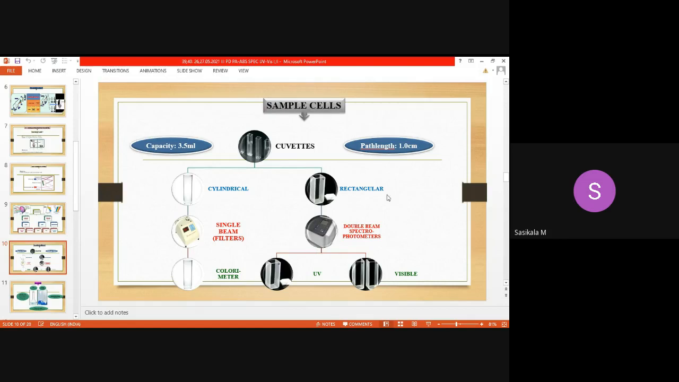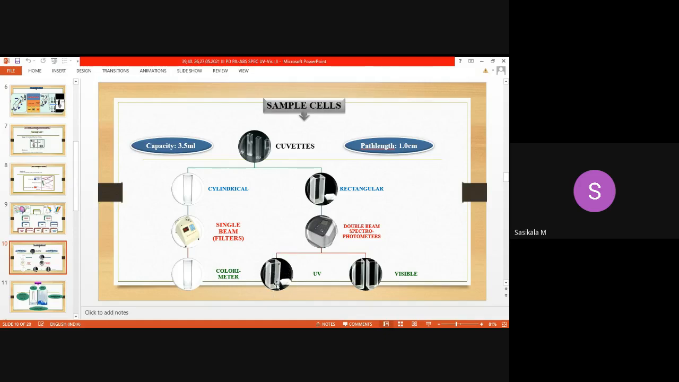Rectangular cuvettes are used in double beam spectrophotometers. These are instruments you could find in our lab also. In a colorimeter, you will be using cylindrical cuvettes. In double beam spectrophotometers, you will be using rectangular cuvettes. In UV, we'll be using quartz cuvettes. In visible, we'll be using glass cuvettes. Why are quartz cuvettes used for UV? If we use glass cuvettes, the glass will absorb UV radiation and it will interfere with the sample analysis, so we need to use quartz cuvettes.